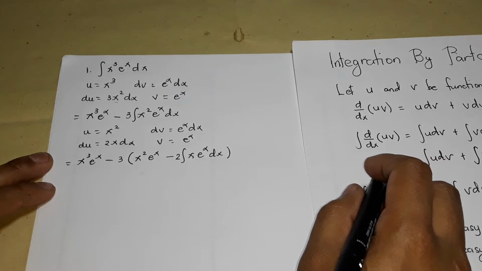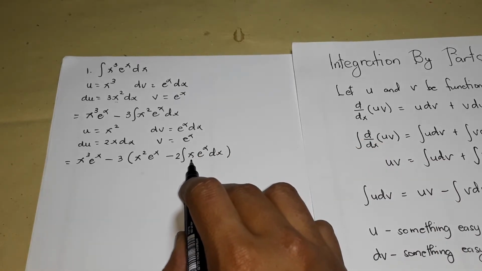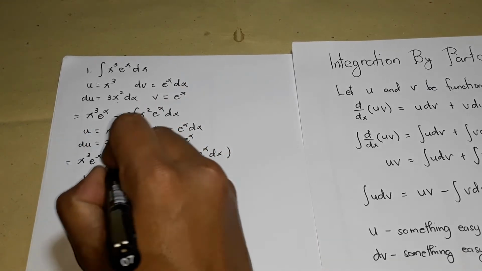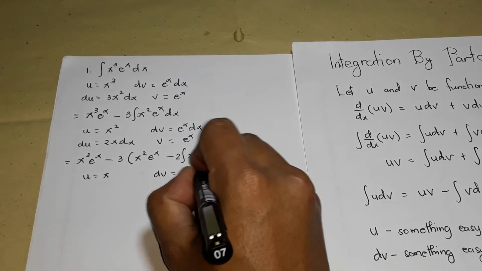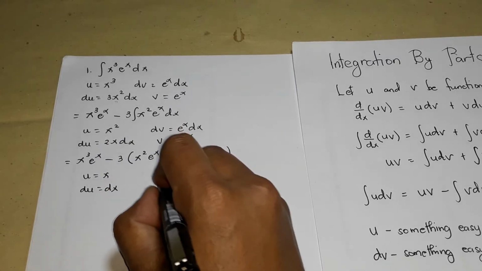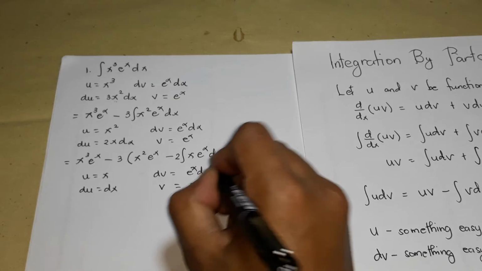Once more, the integral part still contains a product of x and e to the x. For the third time, you can let u be equal to x, and dv is still e to the x dx. Differentiating u, you have dx. Then integrating dv, you have v, and integrating e to the x dx, you still have e to the x.